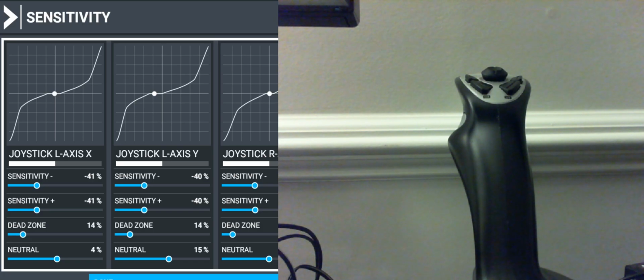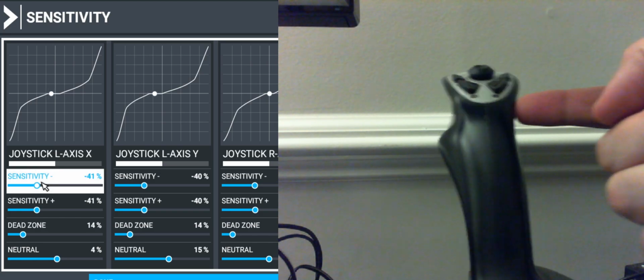Hello and welcome to my short quick brief as I talk about how to set up controller sensitivity. I will be addressing the x-axis. Of course, what I say about the x-axis will apply to the y as well as the z axis.